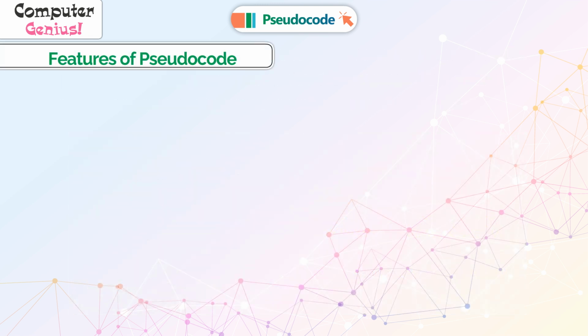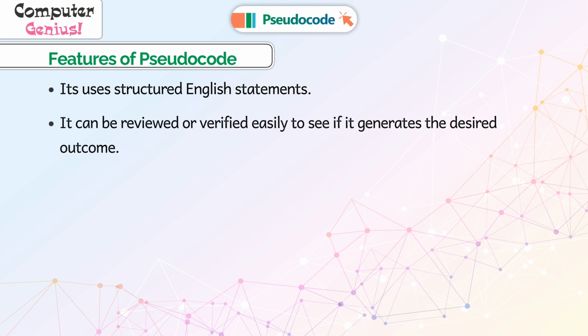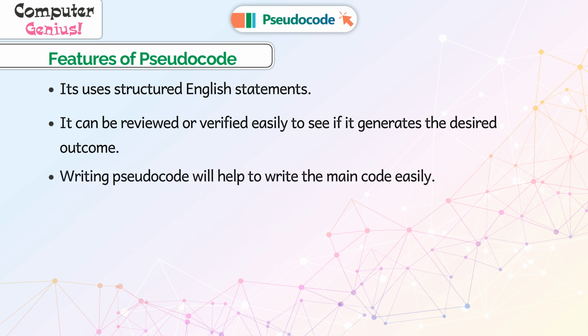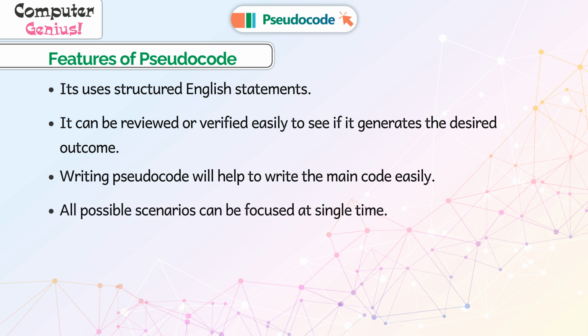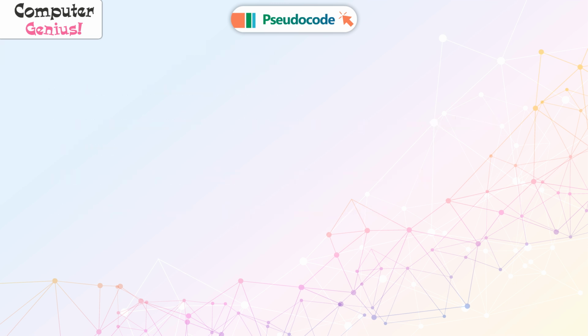Features of pseudocode. It uses structured English statements. It can be reviewed or verified easily to see if it generates the desired outcome. Writing pseudocode will help to write the main code easily. All possible scenarios can be focused at a single time.